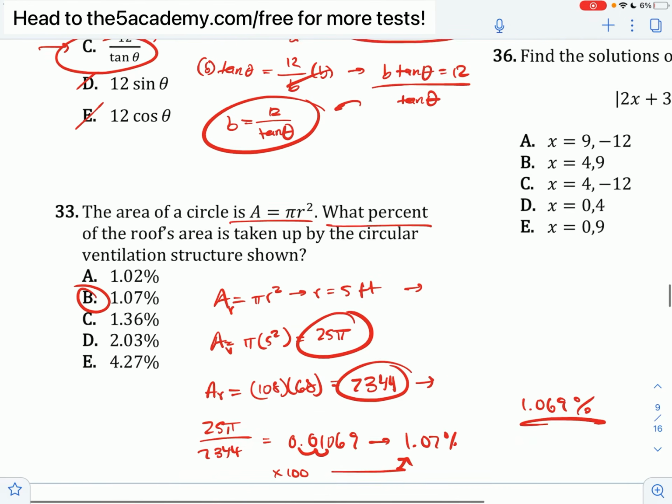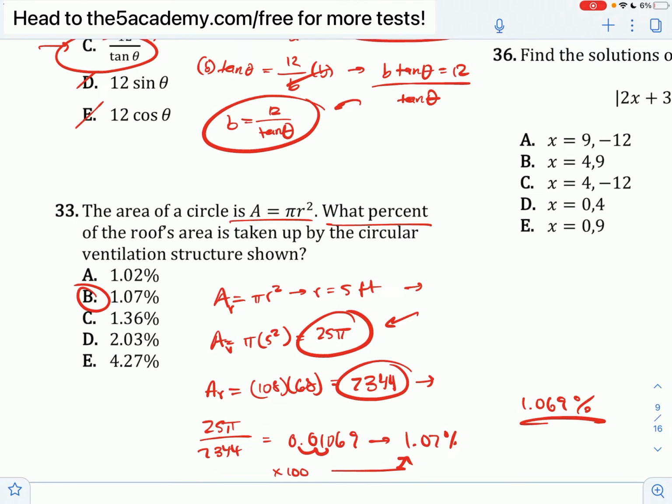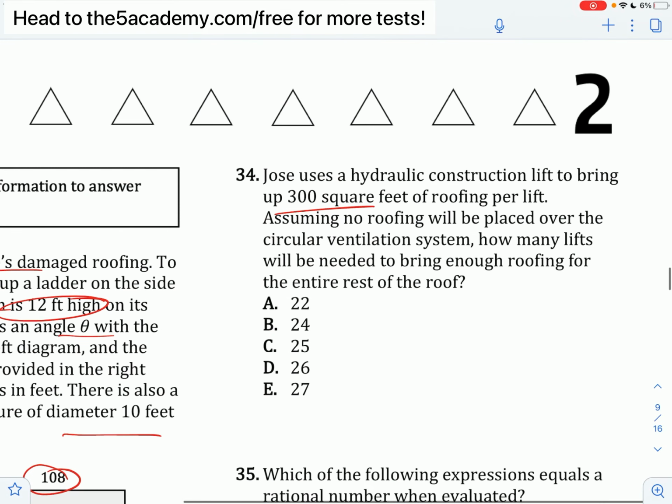We already calculated those here, right? The area of the ventilation structure and the area of the roof. So 7344, let me do that on my calculator, minus 25 times pi. That gives me 7265.46 feet squared. That's the area that we need to cover with roofing.